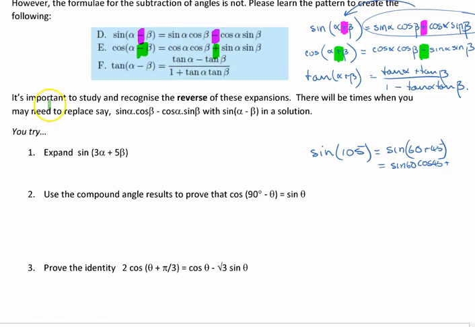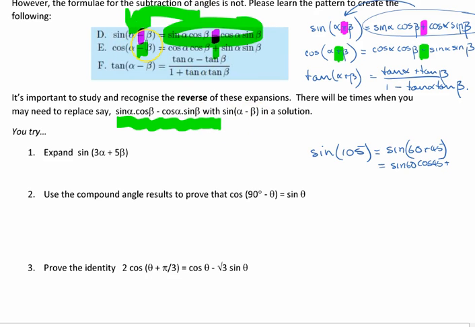I think I've touched on this. It's important to study and recognise the reverse of these expansions. There'll be times when you need to replace, say, sine alpha cos beta minus cos alpha sine beta, you have to be able to recognise that as being this and replace it all with sine alpha minus beta.